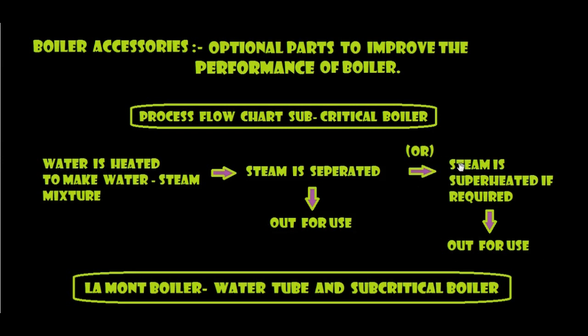In case required, that separated steam is further superheated and then it is out for use. What is superheated steam? When steam is separated from the water-steam mixture, it is saturated steam. The temperature of that steam is just the boiling point of water. At boiling point itself the steam has come out, so the temperature of the steam is equal to the boiling point of water. If we want to heat the steam further, it is called superheated steam. So in case required, the separated steam is further heated to make superheated steam, and that is out for use.